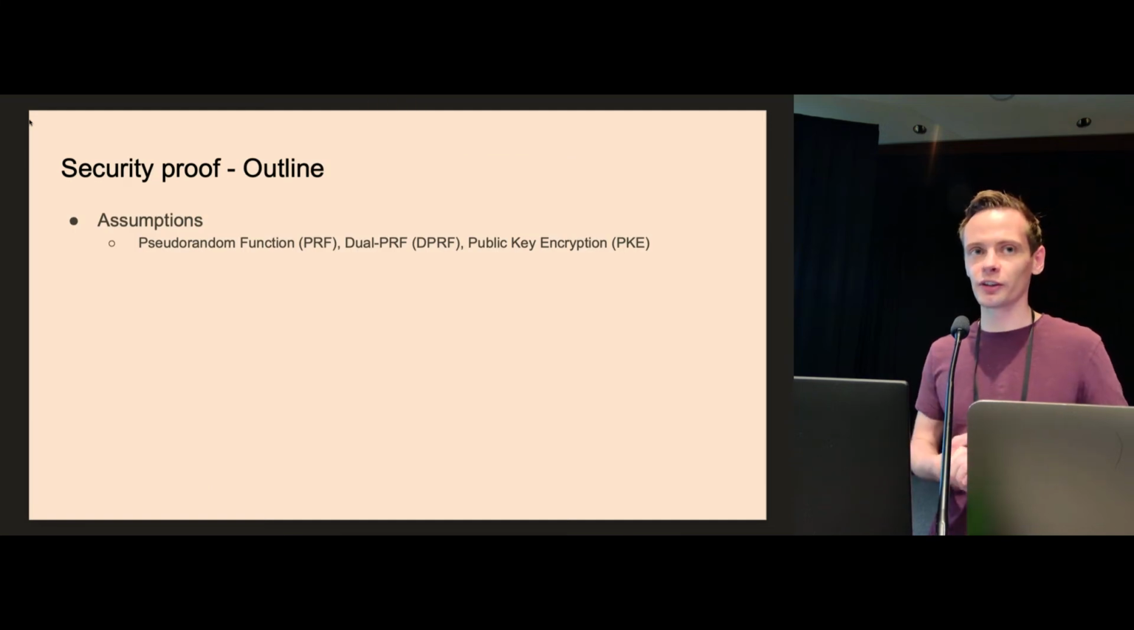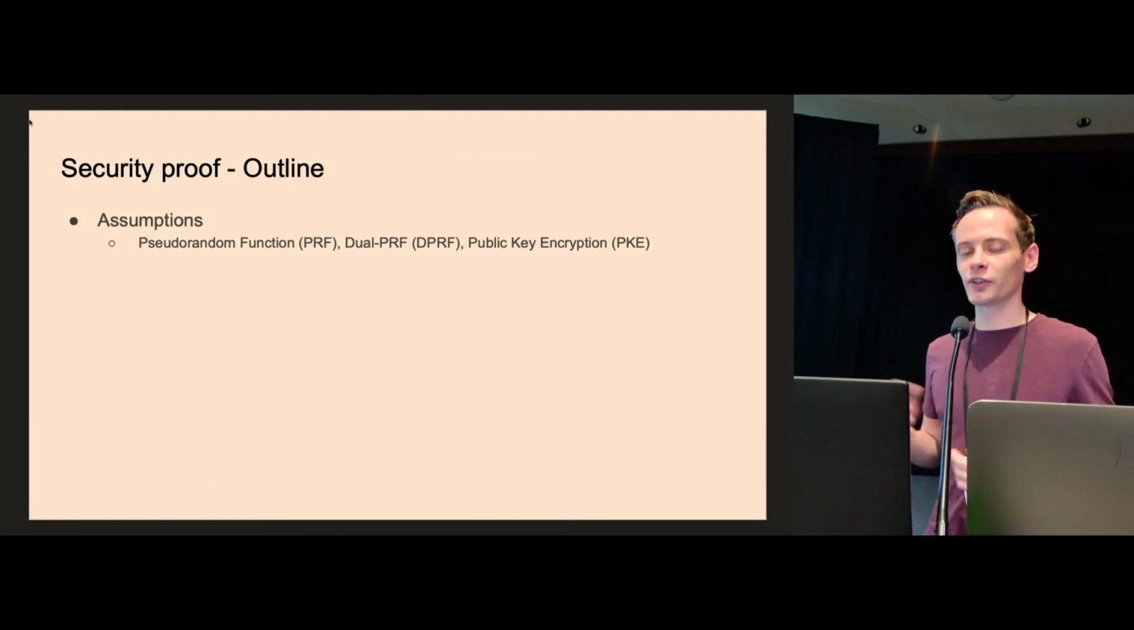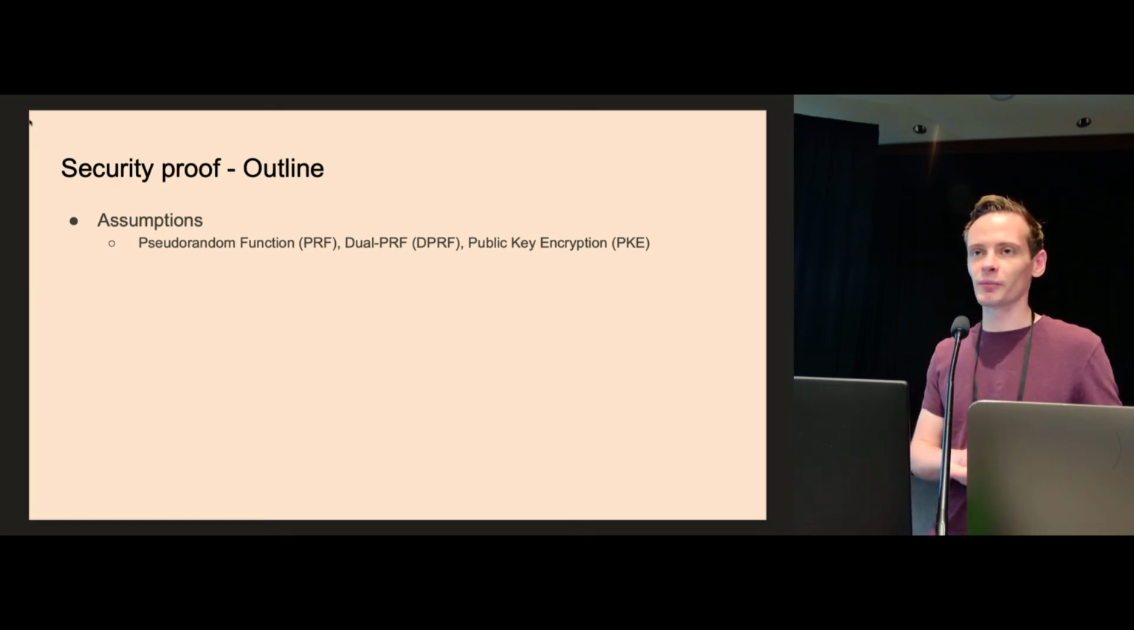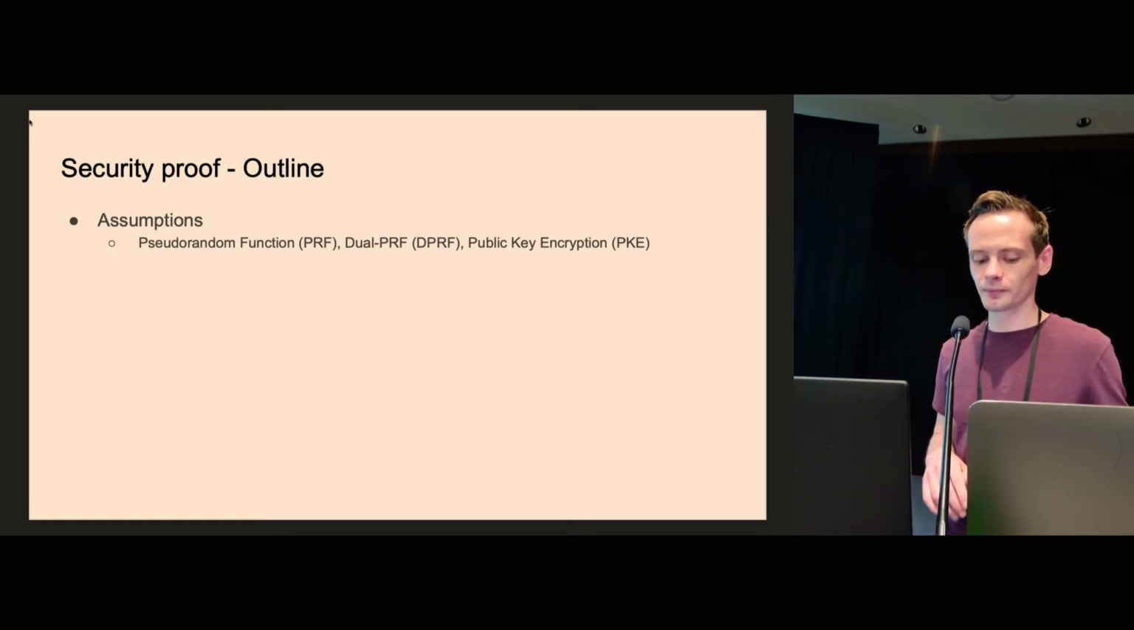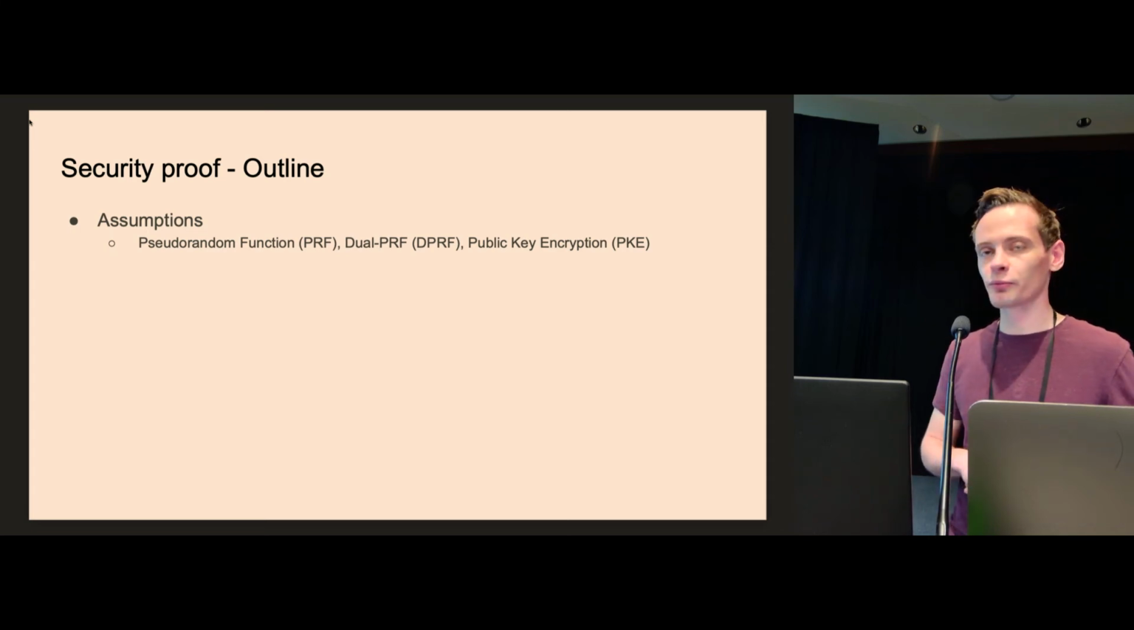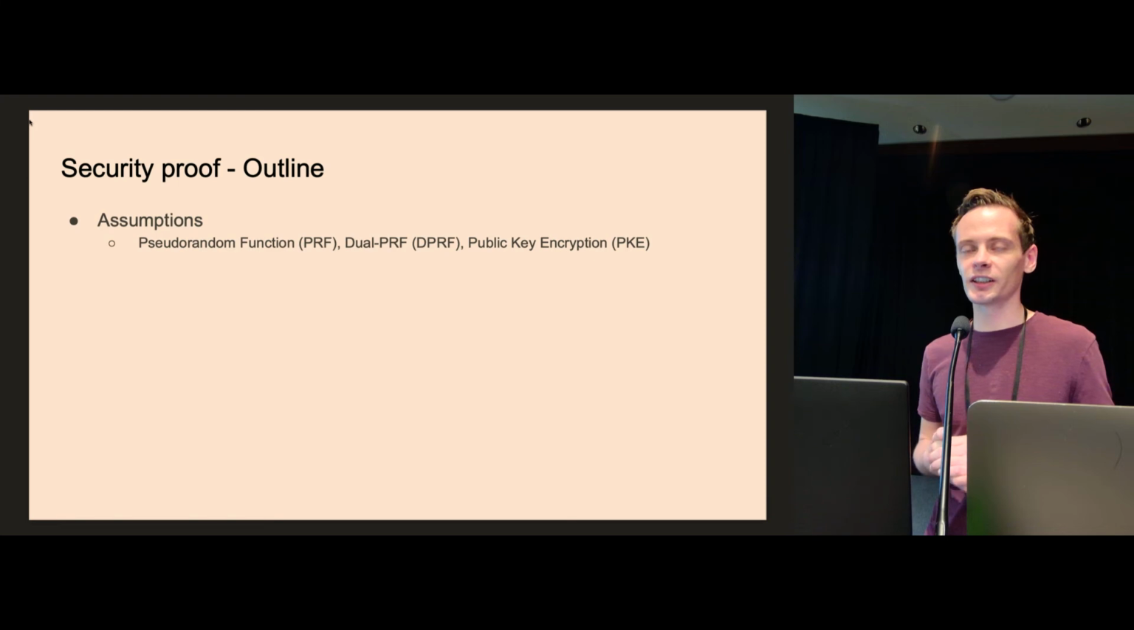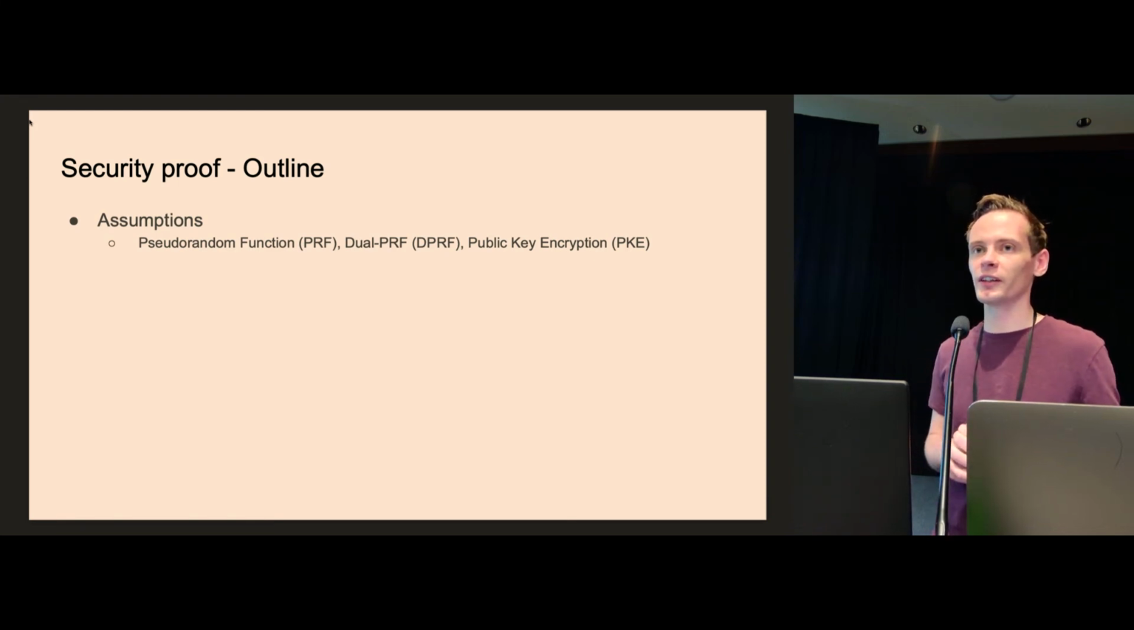It's through our security proof. In the presentation, I will only give a high-level overview of the security proof. Please read the paper if you want to know the details. So for our security proof, we need 3 cryptographic assumptions. The first is the existence of pseudo-random functions that are secure and collision resistant. The second is the existence of dual pseudo-random functions that are secure and collision resistant.